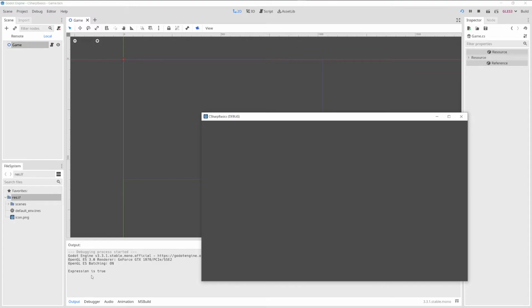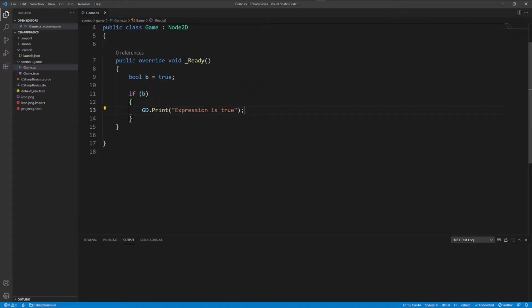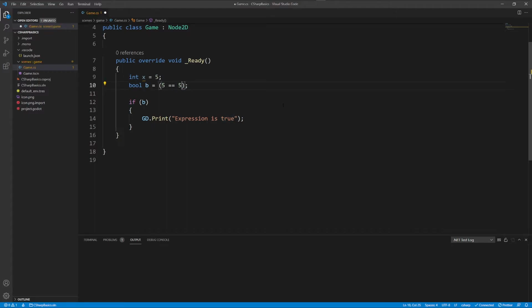our expression is true. So, given what we learned now, what we can also do is we create an integer, call it x, give it a value of 5, and instead of bool b equals true, we can say bool b equals x equals 5. If you remember the last episode, we wrote something like this: if x equals 5, and then we do something.